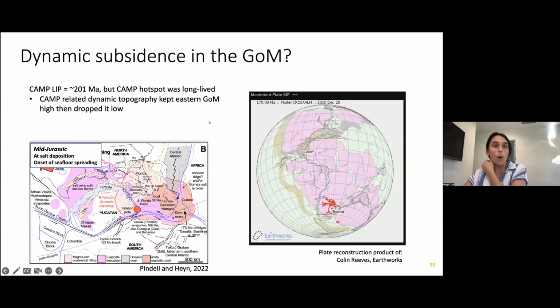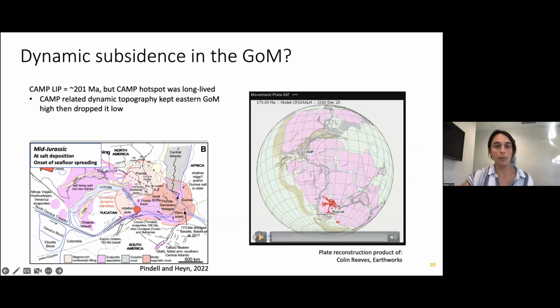So what was going on in the Gulf of Mexico in the Mesozoic? Well, one potential source for dynamic topography in the GOM is the Central Atlantic Magmatic Province, or CAMP hotspot. CAMP is most well known for producing an expansive large igneous province about 200 million years ago. But an important point is that the large igneous province itself represents a period of hyperactivity on what was a very long-lived hotspot. And the hotspot itself can produce vertical movements even when it's not generating a large igneous province.